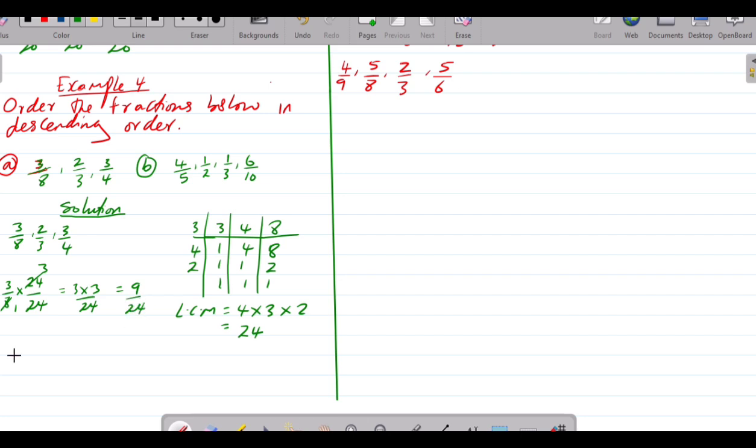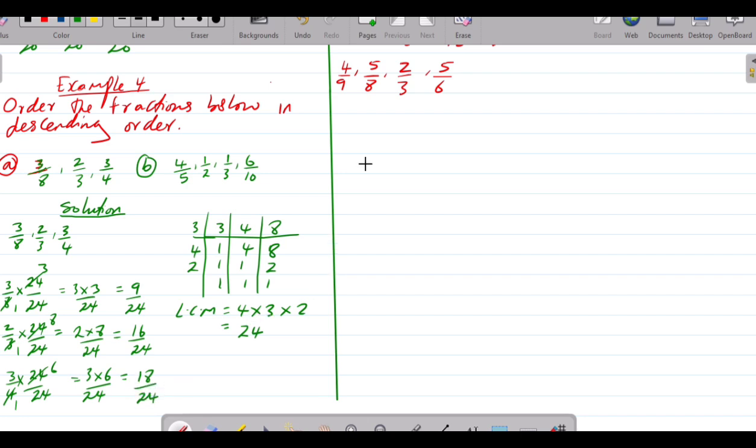The next one, 2 over 3 multiplied by 24 over 24. So 3 in 3 is 1, 3 in 24, that will give us 8. So we have 2 times 8 divided by 24, and 2 times 8, that will give us 16 over 24. Followed by the next number, that's 3 over 4, multiply it by 24 over 24. 4 in 4 is 1, 4 in 24 is 6. So we have 3 times 6 over 24, and 3 times 6 is going to give us 18 over 24.